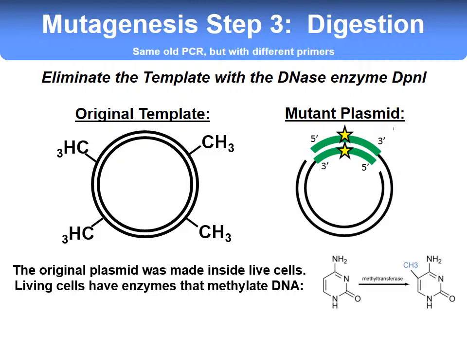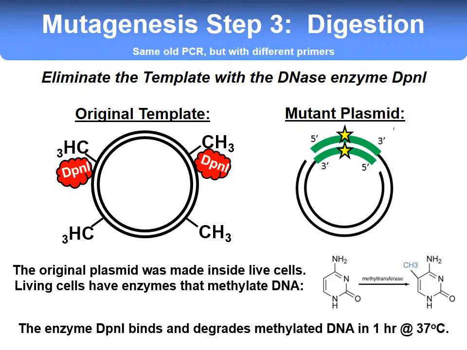Now, in most of your living cells, they have enzymes that methylate the DNA. So they add methyl groups to the DNA backbone, or to the base pairs. And so the plasmid on the left has methyl groups sticking out from it. The plasmid on the right does not, because we made that in vitro. That was made outside of a cell, so there's absolutely no methyl groups on that mutant plasmid.